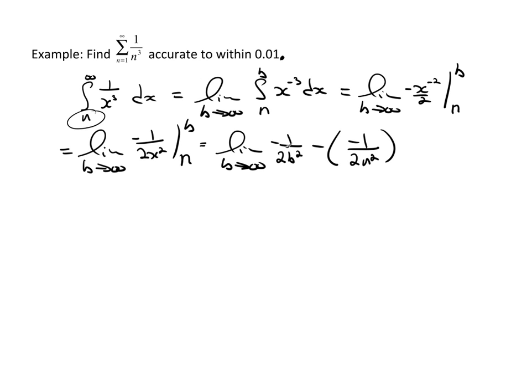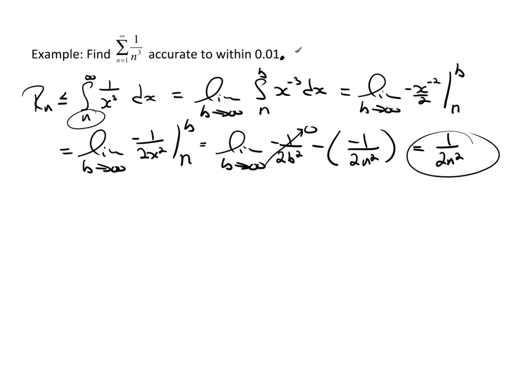Well, in the limit, this goes to 0. This double negative is a positive. So what I end up with is 1 over 2n squared. Cool. But what do I do with it? Well, remember, this is a remainder. Rn is going to be less than or equal to this. So if I stop at n, I don't know what n is yet, how far off I'm going to be is no more than this integral. If I put in a value for n, I can figure out what this value actually is.